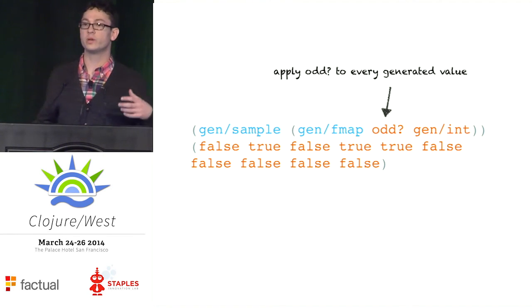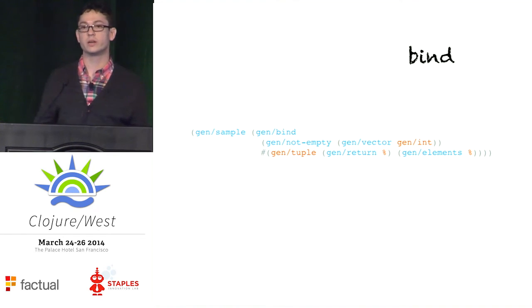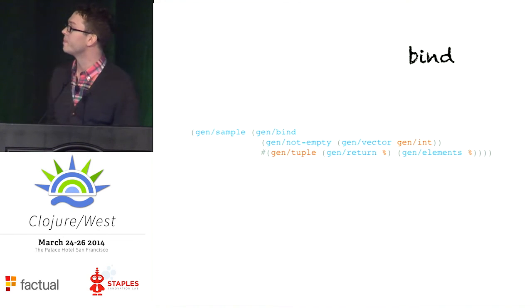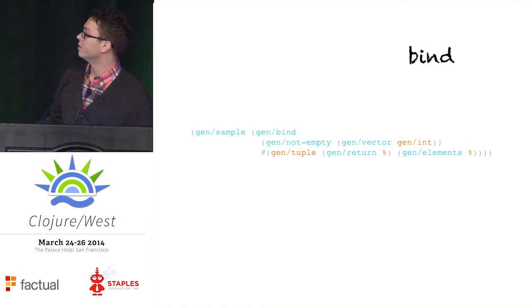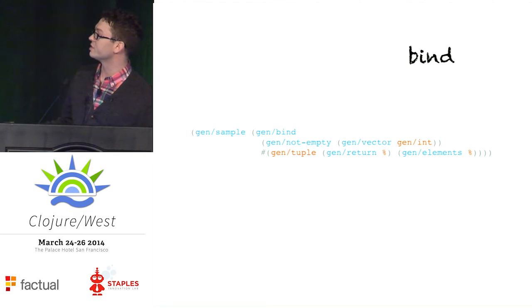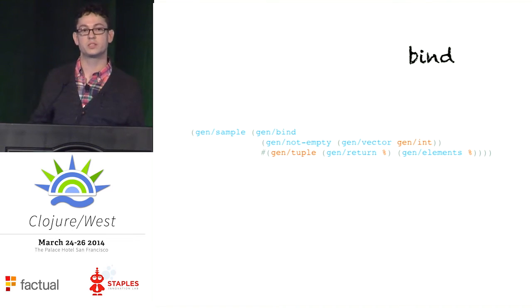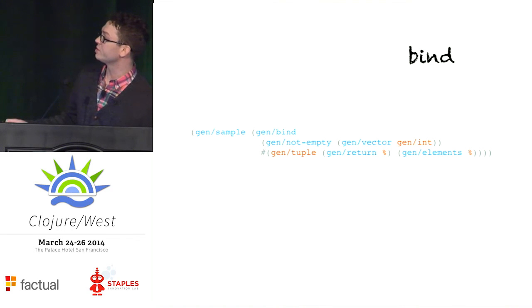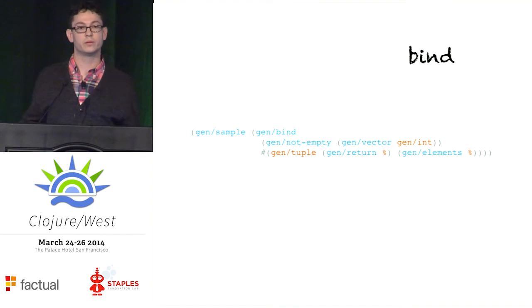Sometimes we might want to take that value and create a new generator. That's what bind allows us to do. We have a similar shape here. We're passing in a generator, in this case, vectors of integers, ignoring the empty vector. And then we're going to return a new generator, which uses the tuple generator, which is just a fixed length vector, where the first element returns the vector that was just generated, and the second element of the tuple chooses a random element from it.